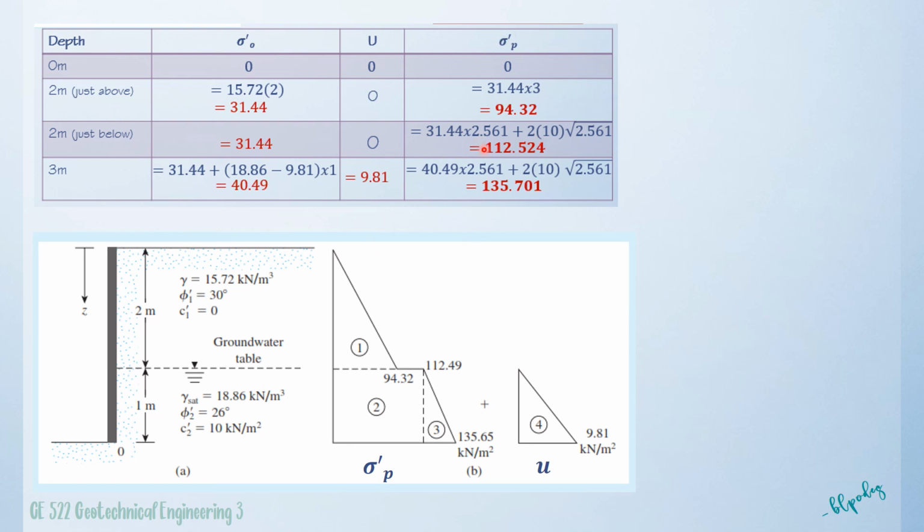Okay, so let's plot first. Ang ipa-plot natin ay itong earth pressure and yung pore water pressure. Passive earth pressure and pore water pressure. So the first diagram you see here is a plot of passive earth pressure, and then the second one is the plot of pore water pressure. Okay, so at a depth of z equal to 0, the passive earth pressure is equal to 0 also. And then at 2 meters just above, that is 94.32. So from 0, we go to 94.32.